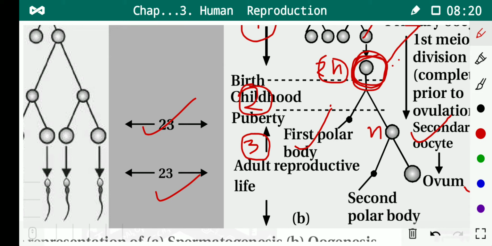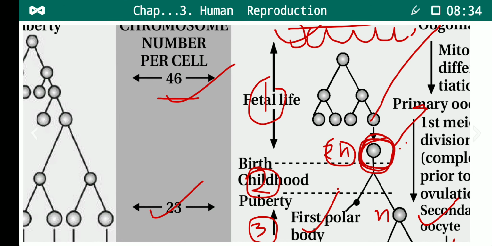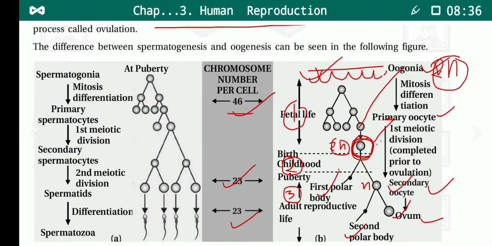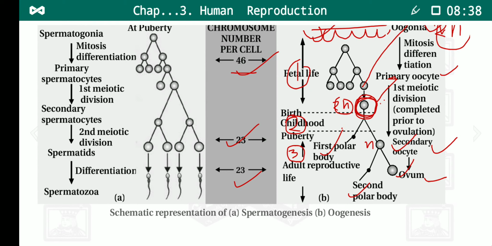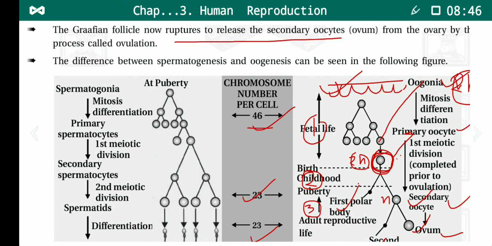Again, the second phase of meiosis starts. Two cells are formed: one is the second polar body, and the other is the ovum. So it is the mature ovum. This division is called the reduction division, and the entire process is called oogenesis. Why is it called oogenesis? Because by this method, the ova are produced.